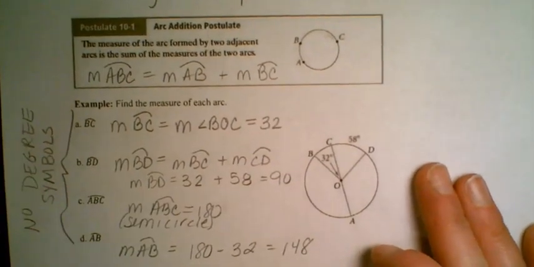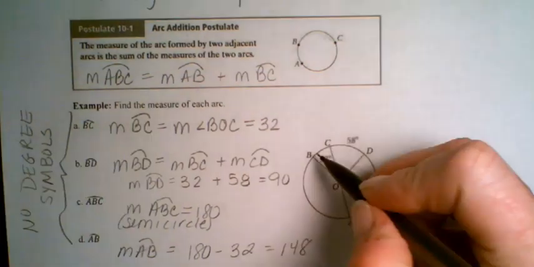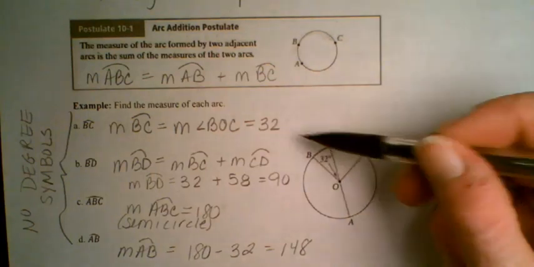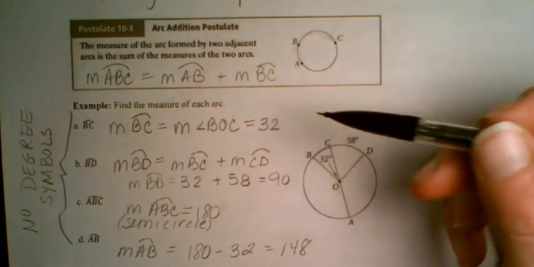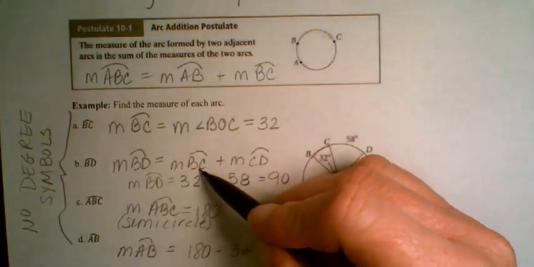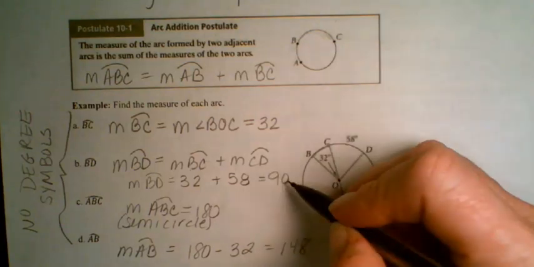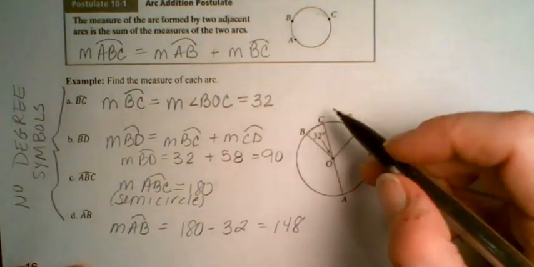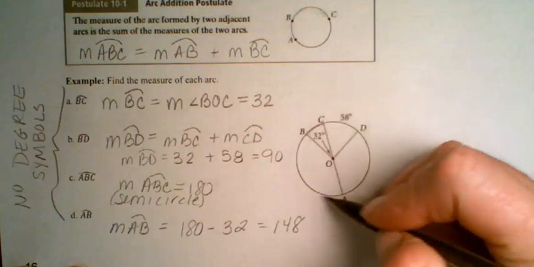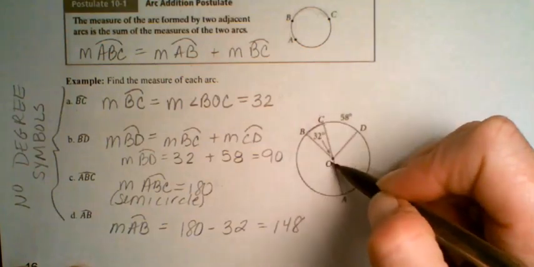Okay, let's take a look. It wants us to find the measure of arc BC. BC is simply the measure of the angle BOC, which is 32, but you don't use a degree symbol. Measure of BD: BD goes between arc BC and arc CD, so you add 32 and 58, and that's how we get 90. ABC is a semicircle, so that is 180 because that would be a 180-degree angle.